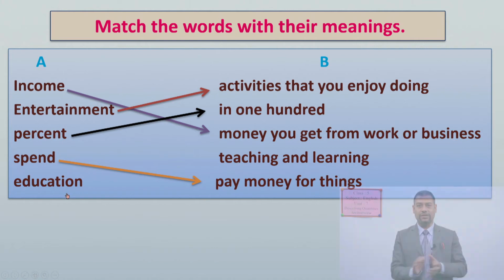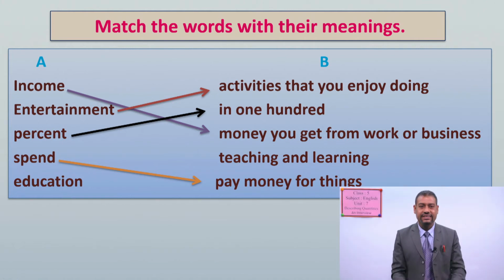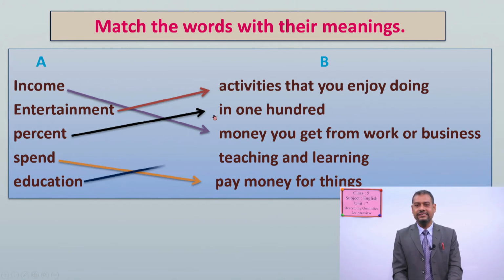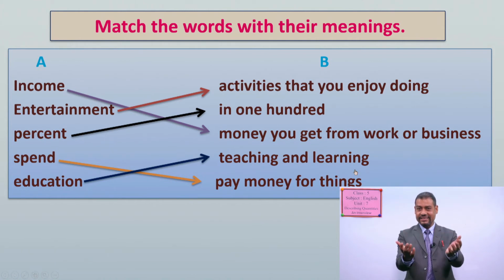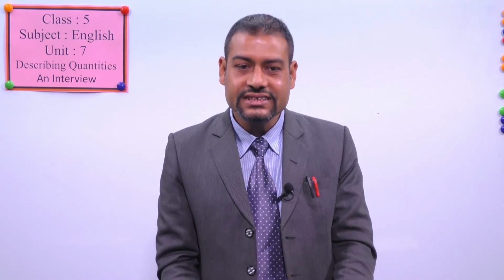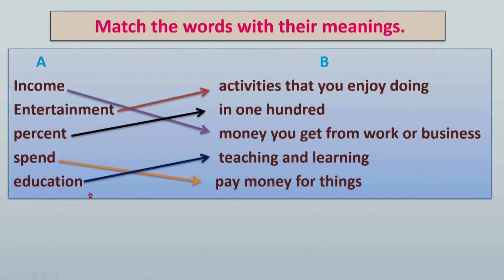Another word, the last word of this exercise, is education. So it is very clear, we don't have other options, and it means obviously teaching and learning. See, you are getting education. I am teaching you from here and you are getting it. It means we are engaging or involving in teaching and learning. This is the meaning of education. So if you have any mistake, please correct them. Have you corrected? Well done.